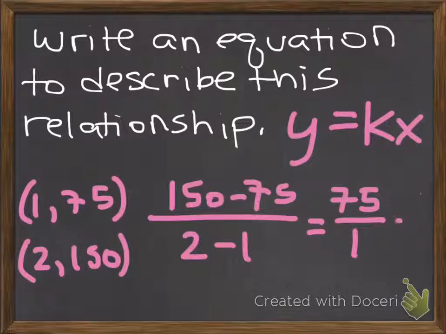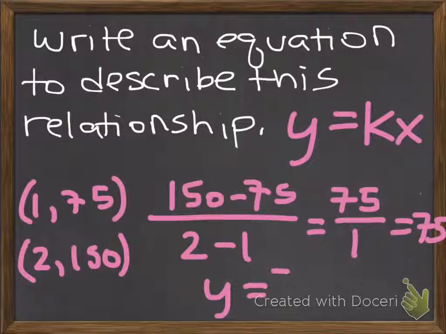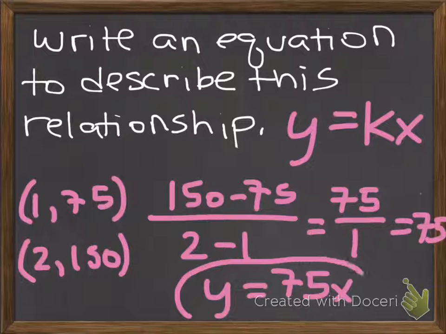So that's going to be 75, and that's the slope, which is the same thing as the k value, so we just plug it in for k and write our equation. So our equation is y equals 75x.